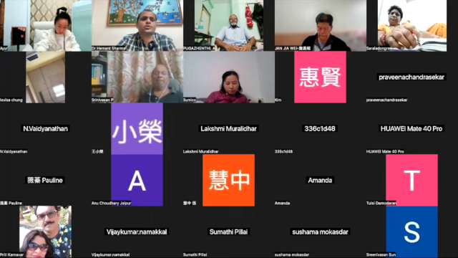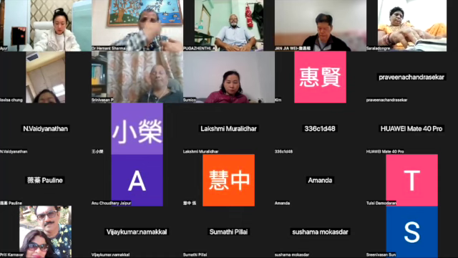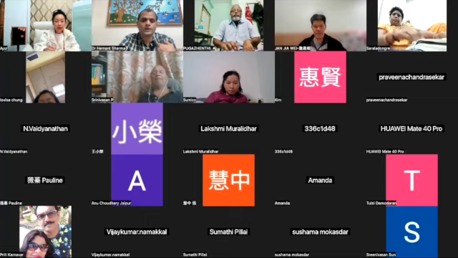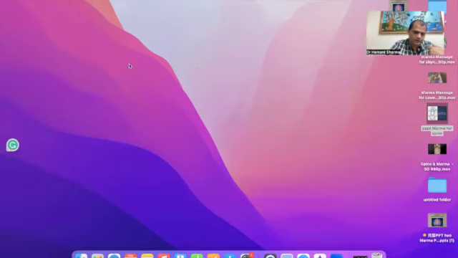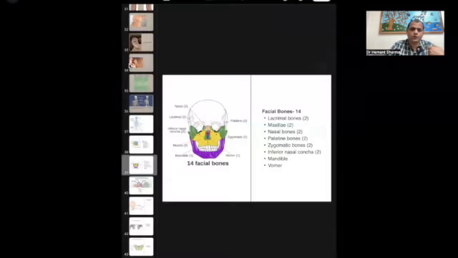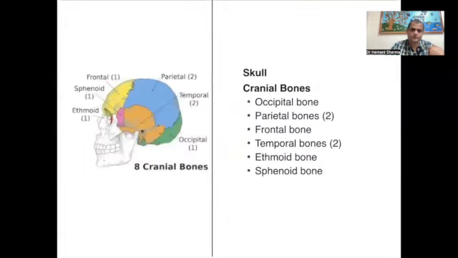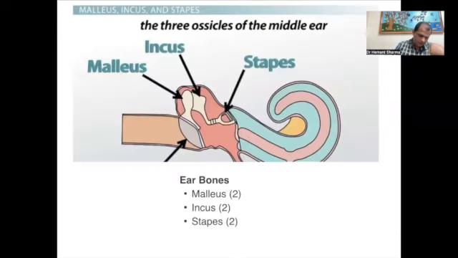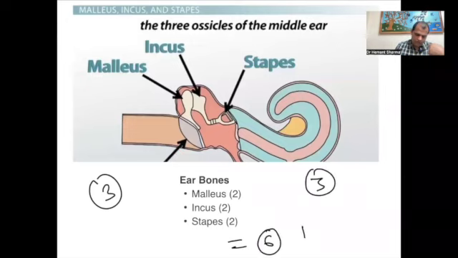So if we count together, how many in total? 8 plus 14, how many? How many bones in this area? In the whole head, how many in total? Can you count? Can anybody count? Tell me, how many bones in the whole head? So 22 bones are found in this area, called the bones of the skull and face, right? 8 and 14. So we have 22 bones in the head. Then we come to the ear. In one ear, we have 3 bones. In the other ear also, we have 3 bones. So there are a total of 6 bones found in the ears only.